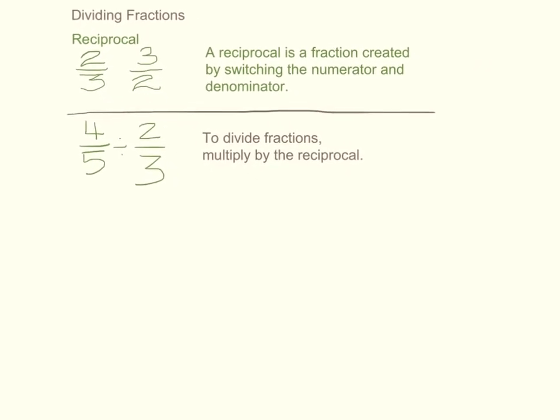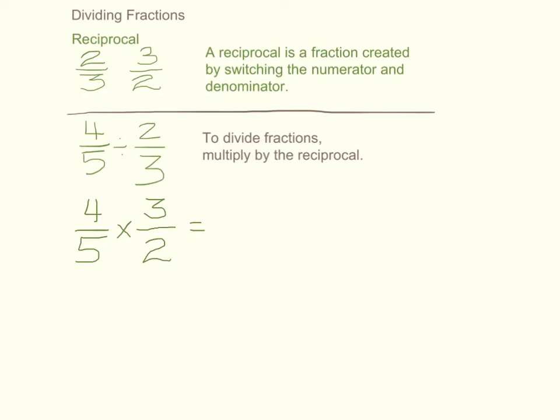In this case, we have 4/5 divided by 2/3. We're going to rewrite that. The 4/5 stays the same, and we will now multiply it by the reciprocal of 2/3. So the 3, the denominator, now goes on top. The 2 that was on top now goes on the bottom.